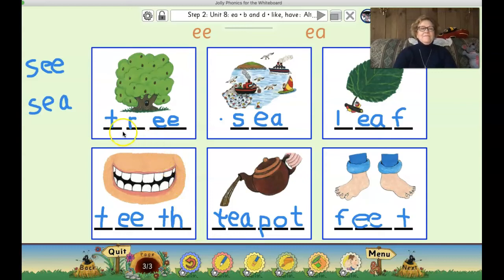Are you ready? Tree, sea, leaf, teeth, teapot, feet. Wow, we learned 2 ways to write our E sound today. We can use E-E or we can use E-A. And believe it or not, there are even more ways to write that sound that we'll learn at another time.